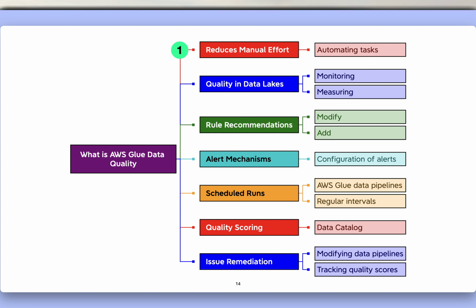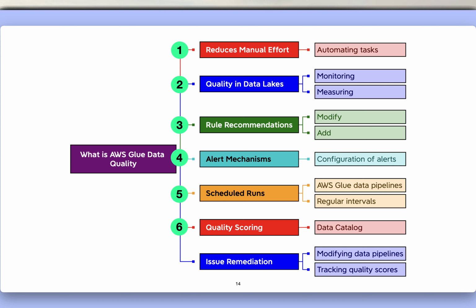What is AWS Glue data quality? 1. Reduces manual effort. AWS Glue data quality is designed to lessen the manual work required for ensuring data quality by automating various tasks. 2. Quality in data lakes. It focuses on enhancing the quality of data stored in data lakes by monitoring and measuring it. 3. Rule recommendations. The feature suggests data quality rules which you can modify or add to. 4. Alert mechanisms. It allows configuration of alerts to inform teams when quality issues arise. 5. Scheduled runs. Rules can be included in AWS Glue data pipelines and are scheduled to run at regular intervals.